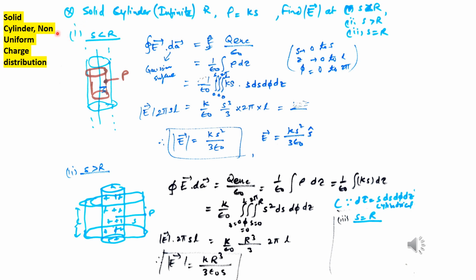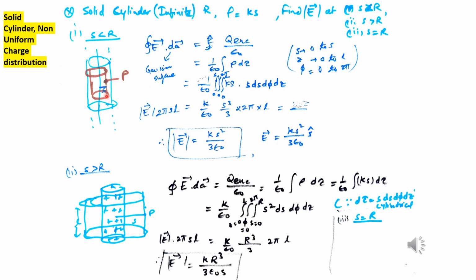So this is the case for the solid cylinder in which the charge distribution is non-uniform, rho equal to k into s. Rho depends on the s. Again we have to find electric field at s less than R, means inside point of the cylinder. S greater than R means outside point of the cylinder, and s equal to R means when point P is on the surface of the cylinder. So first case is s less than R.